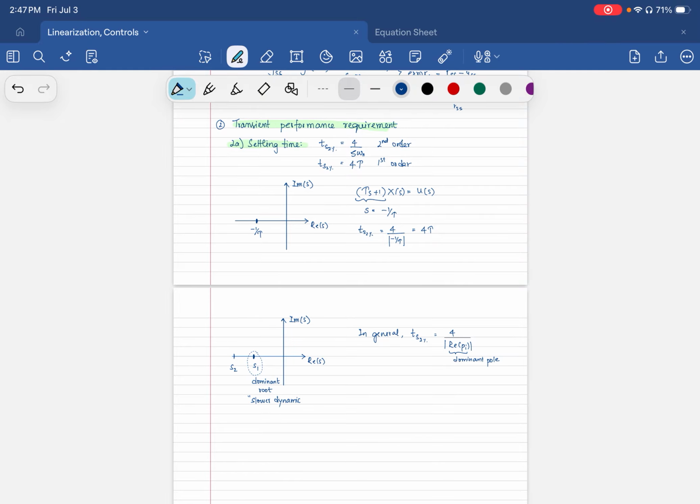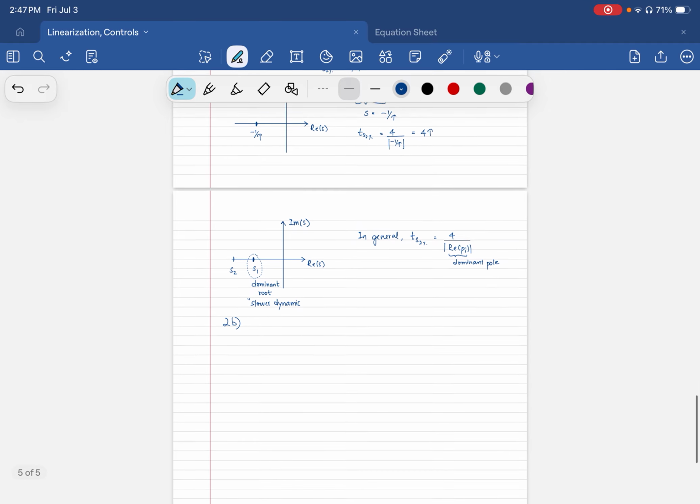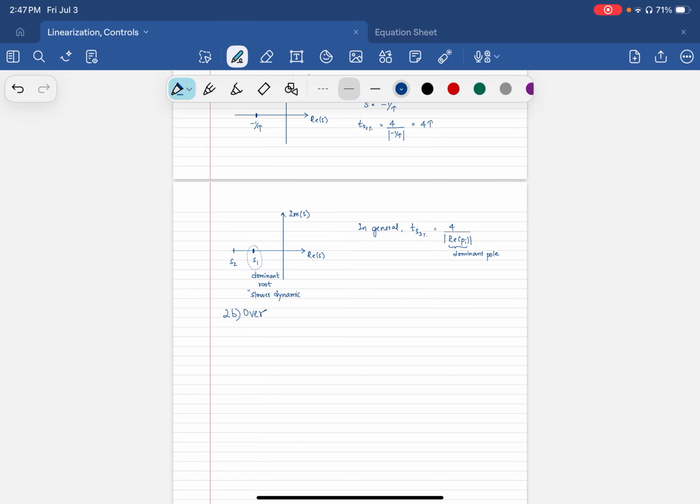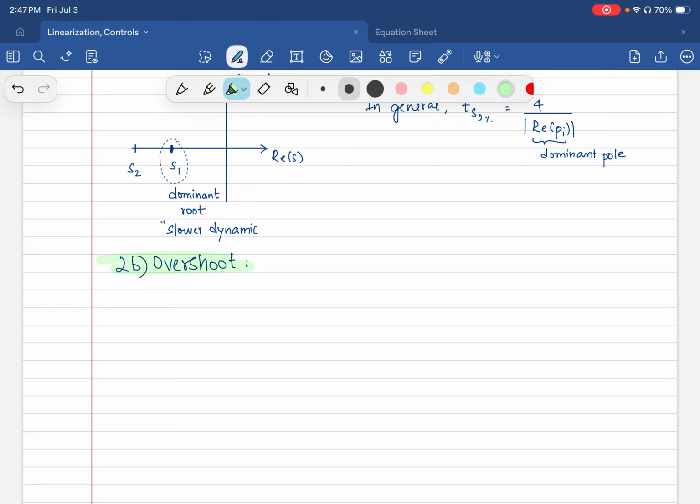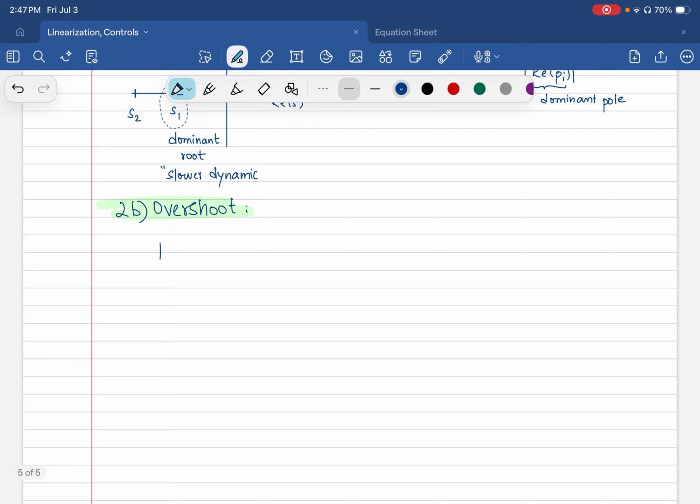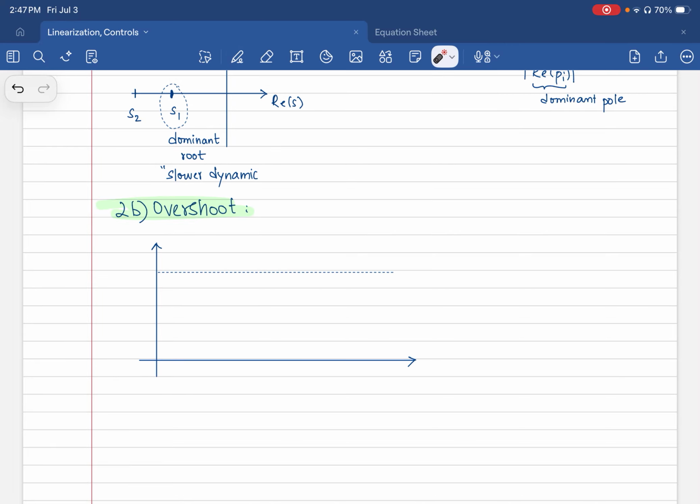There's one more, so 2b, that is the overshoot. We just looked at overshoot some time ago. The overshoot is essentially, we've looked at this, but let's say that you have this here as your target and your system behaves like this. Now, this much is the overshoot.